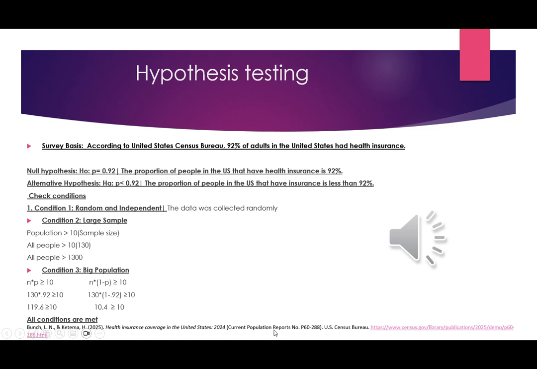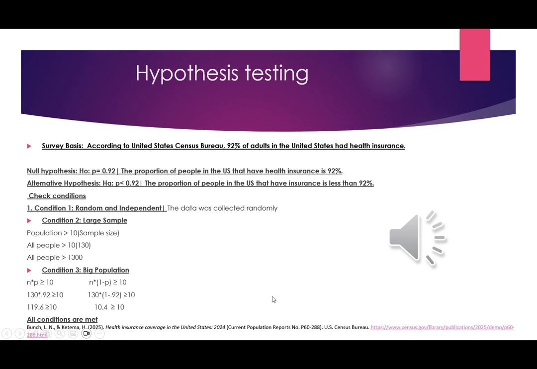Hypothesis testing. My survey was based on a study by the United States Census Bureau. They found that 92% of adults in the United States had health insurance. So my null hypothesis is P equals 0.92: the proportion of people in the US that have health insurance is 92%. My alternative hypothesis is that the proportion of people in the US with health insurance is less than 92%.